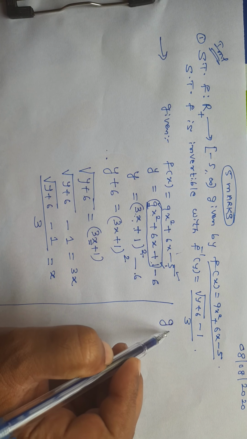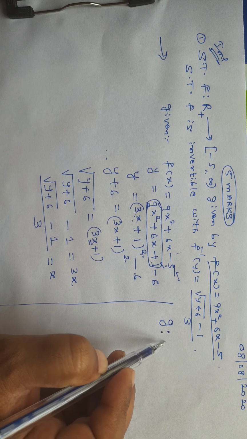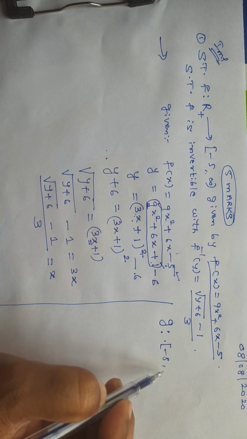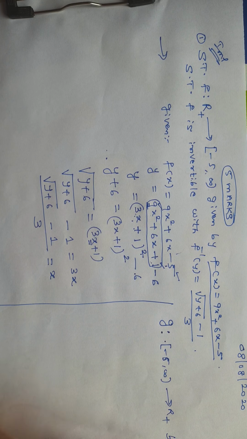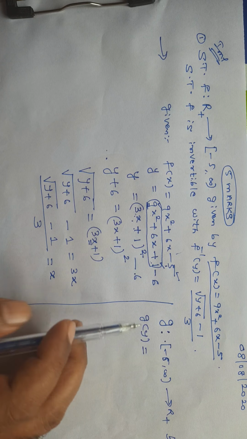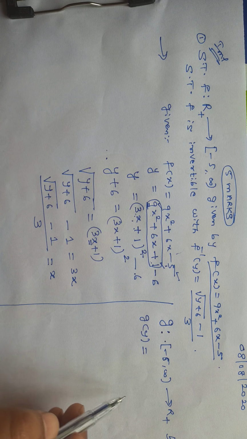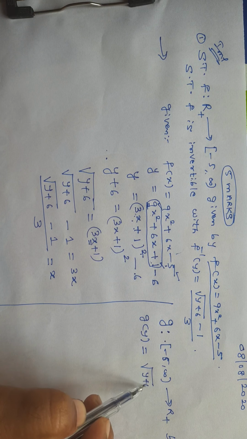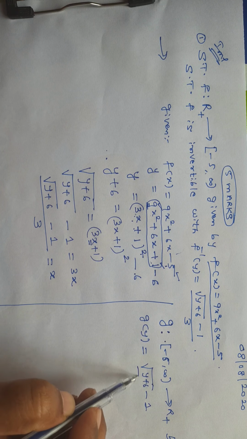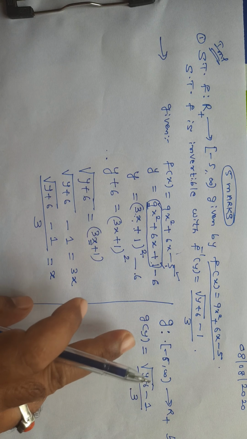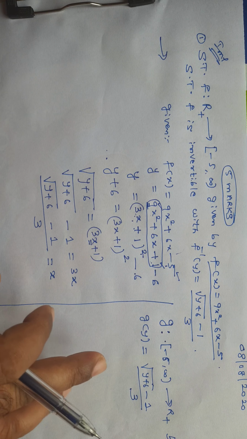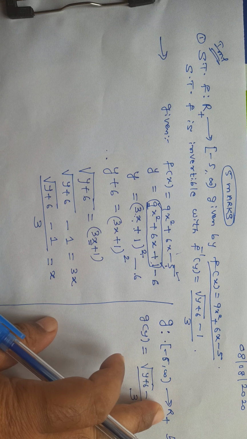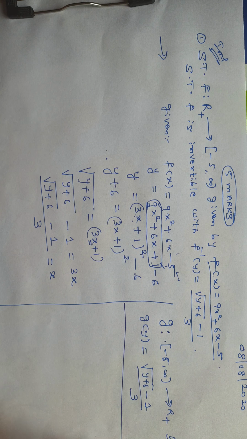Let us define another function g from minus 5 comma infinity to R plus by g of y is equal to whatever we solved here. So I can write that same thing here: square root of y plus 6, minus 1, divided by 3. So this is a function of y. So we have defined another function g from minus 5 comma infinity to R plus. This is the first step.